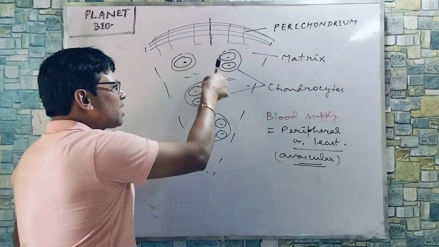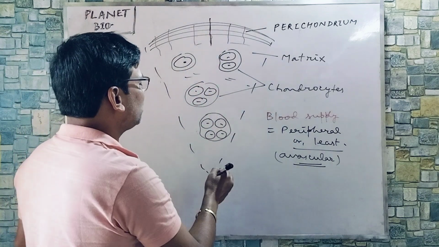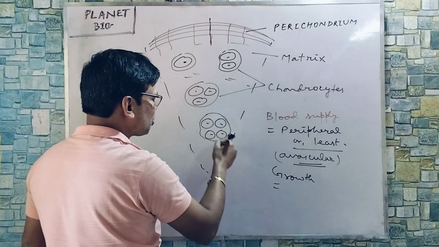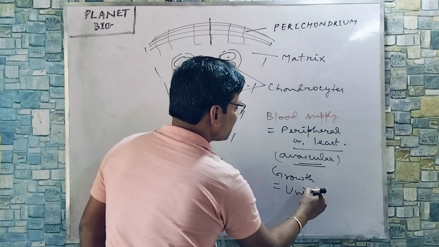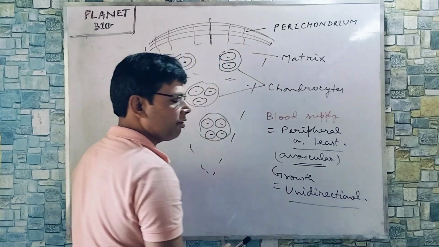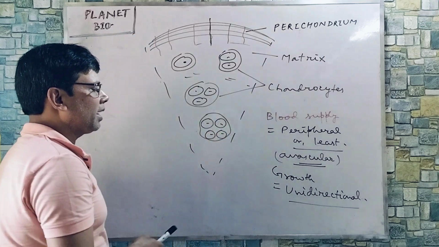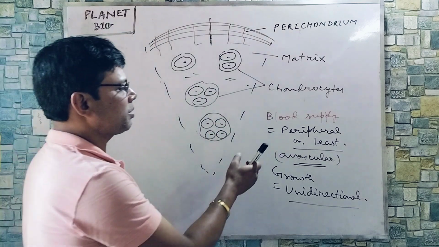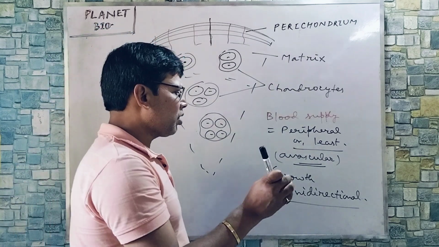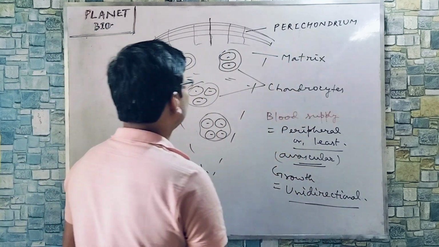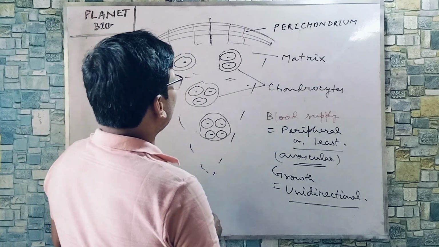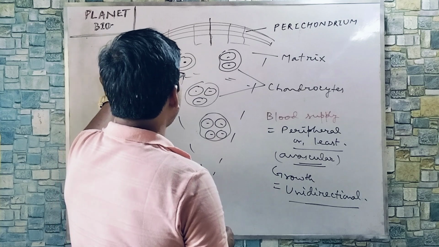So the nutrients are supplied through diffusion for growth, and the growth here is unidirectional for cartilage, although it is bidirectional for bones in both the direction, right? So blood supply is peripheral or least, or sometimes it is avascular, and the growth is unidirectional. Now you can see the types of cartilages.